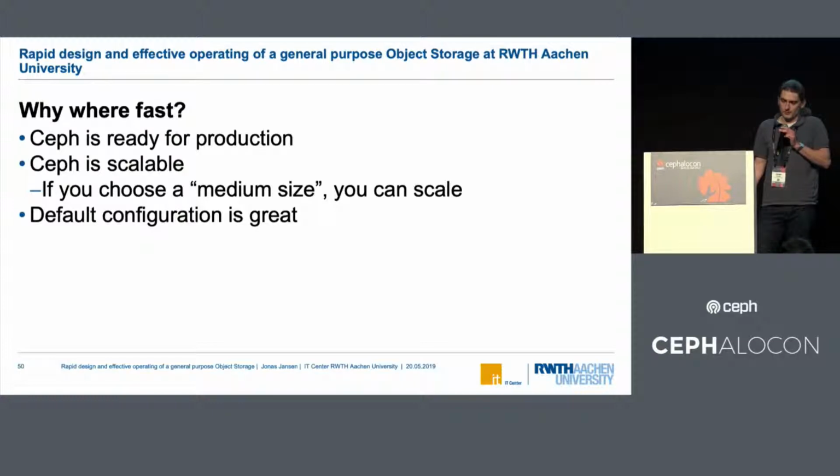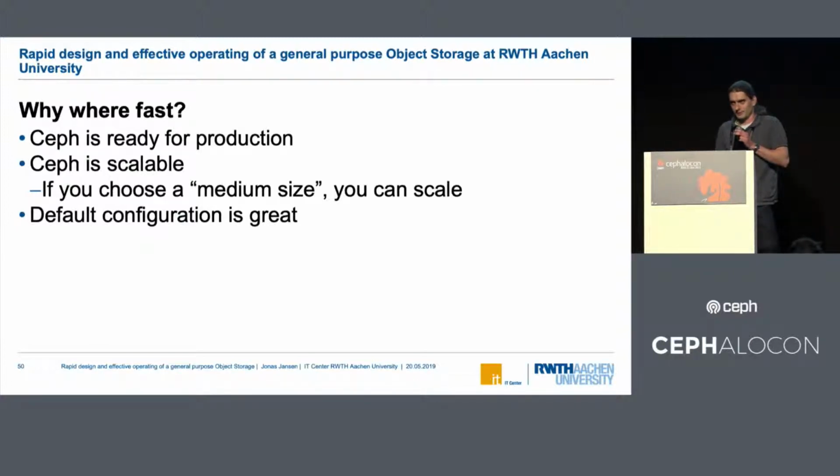And last, why I think we were fast in our design. It's because Ceph is ready for production if you pull it from the repositories. We set up Ceph as we set up every normal off-the-shelf storage software, and it worked great. Also, because Ceph is scalable, one can choose a medium size of setup in every means, and then you can have a look at what performance bottlenecks do you have, and you can scale up at these points. Maybe you need to add CPU or RAM or something like this. And most default configurations of Ceph are great, and you can use them.